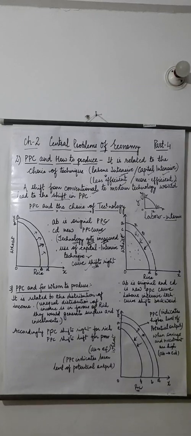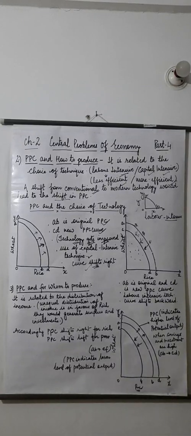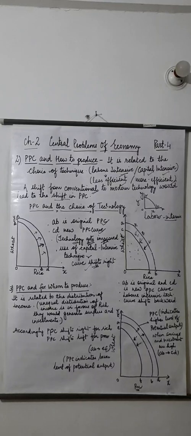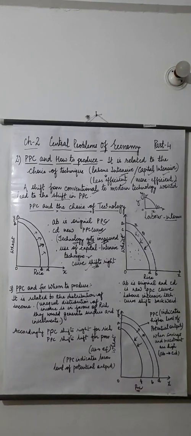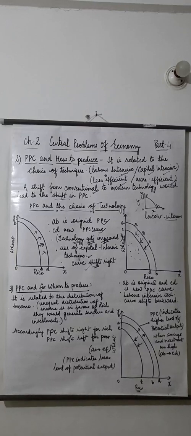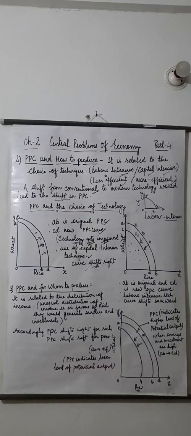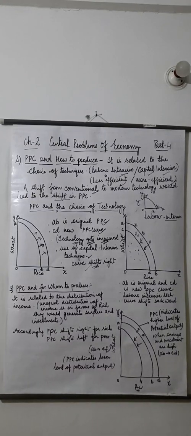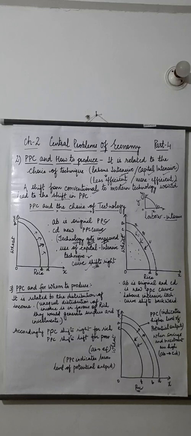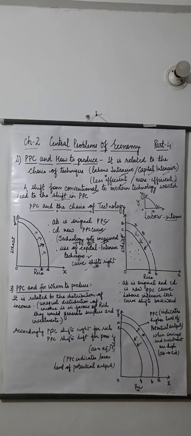Students, the production possibility curve has certain assumptions. The various assumptions were that first, the resources are given. Second, the resources are fully and efficiently utilized. And third, technology should not change. With these assumptions, we draw a standard PPC. With this thought, we move on to how to produce. How to produce says that there are two ways of producing these things.